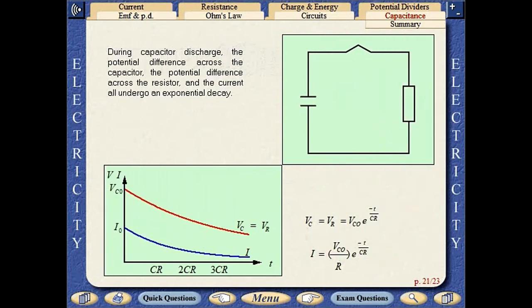During capacitor discharge, the potential difference across the capacitor, the potential difference across the resistor, and the current all undergo an exponential decay.